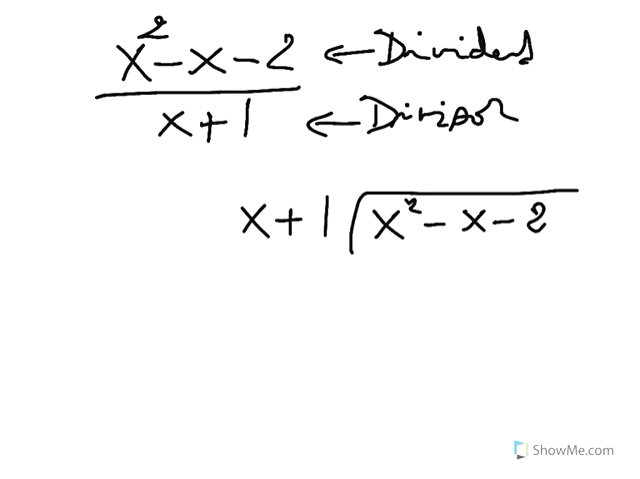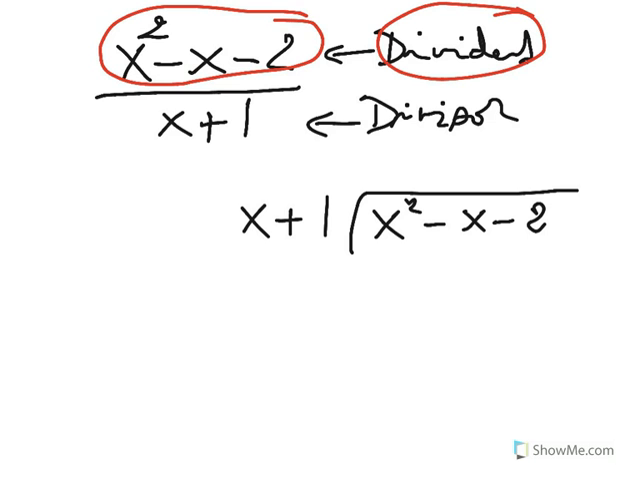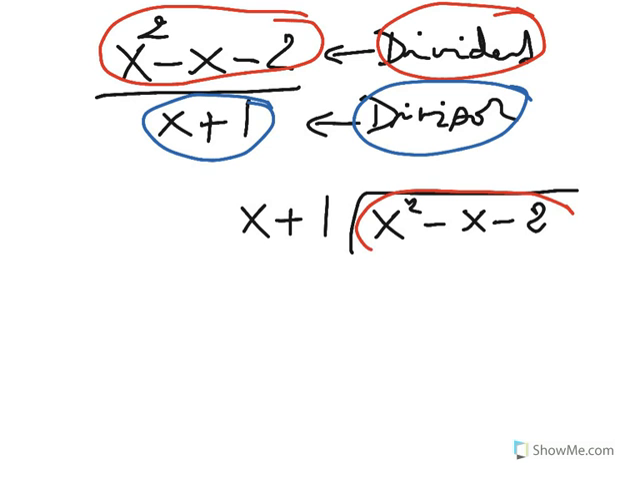Okay, so we are trying to divide x squared minus x minus 2 by x plus 1. And as you can see here, the dividend is x squared minus x minus 2, while the divisor is x plus 1. So when we want to do a long division, we would write the dividend, x squared minus x minus 2, and we try to divide it by the divisor x plus 1.